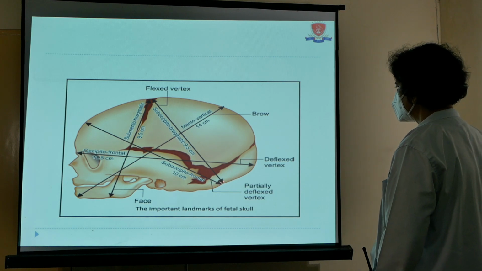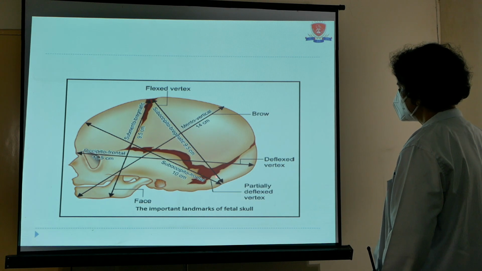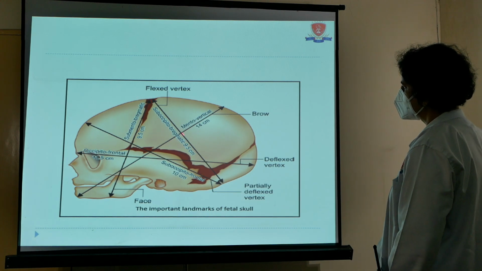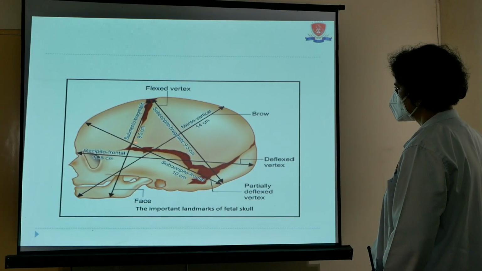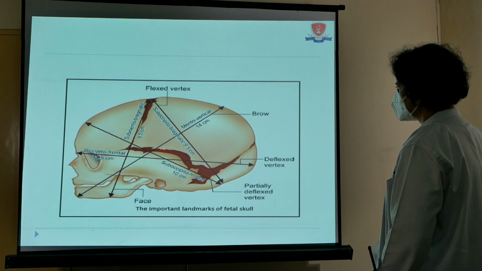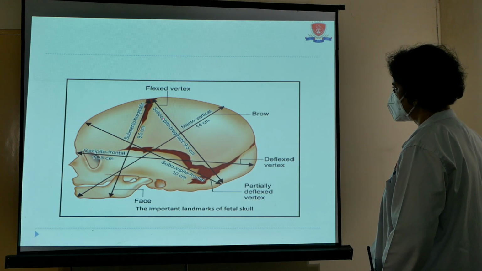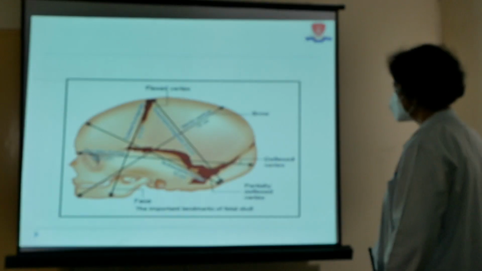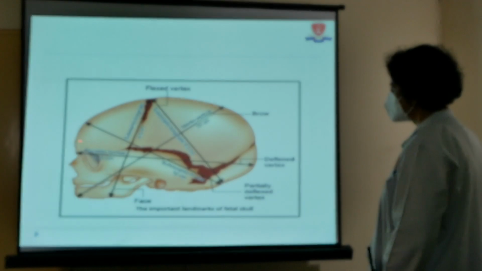From here it is suboccipitobregmatic. This is in complete flexion and it is 9.5 centimeter. And this is suboccipitofrontal, and this is 10 centimeter. It is in the incompletely flexed vertex. So it is complete flexion, it is incompletely flexion, and third is deflexed vertex, which means it is occipitofrontal.